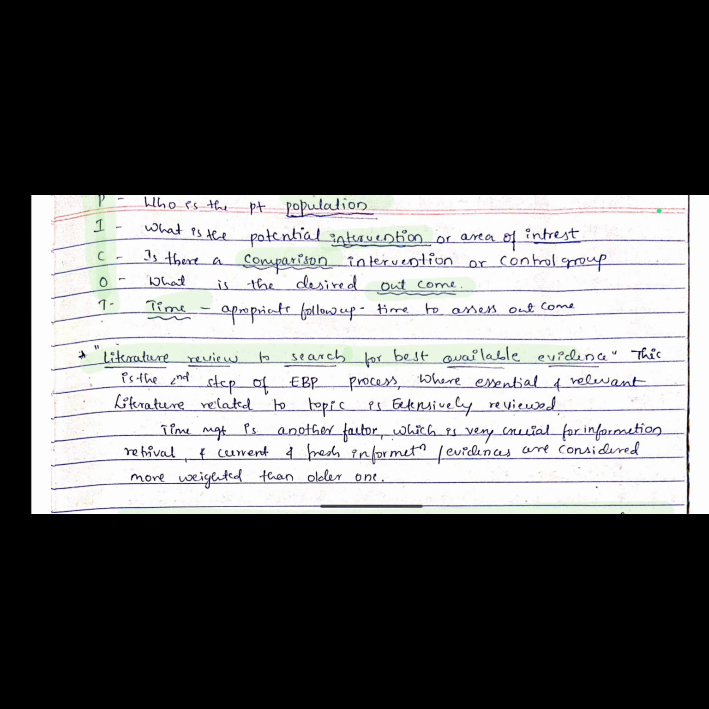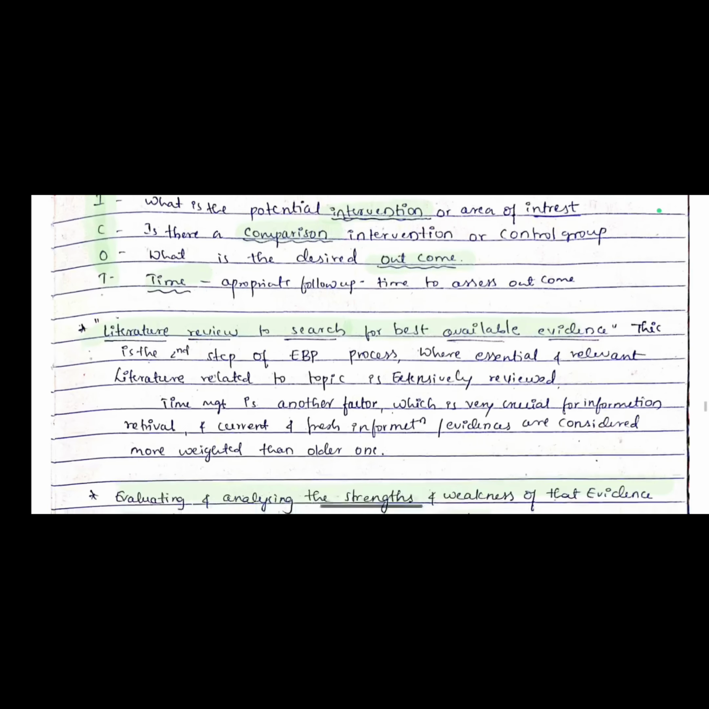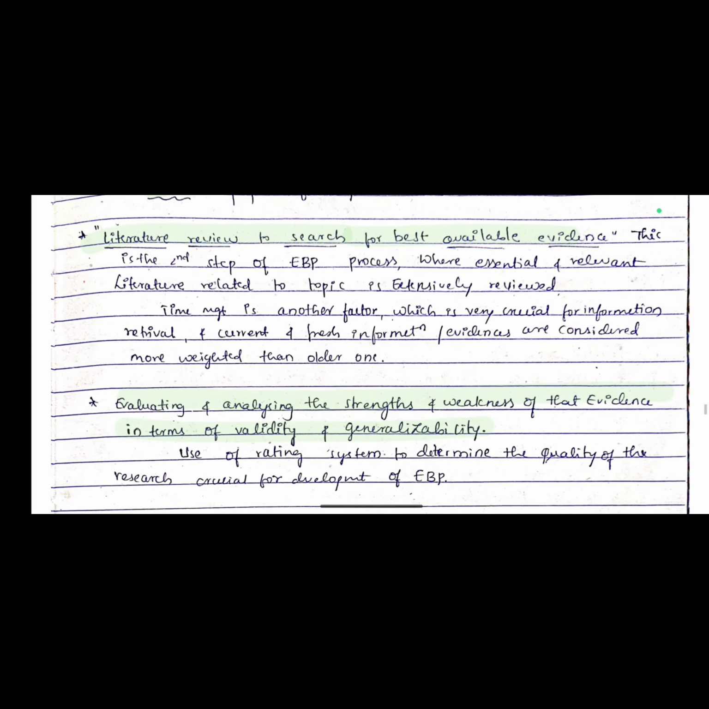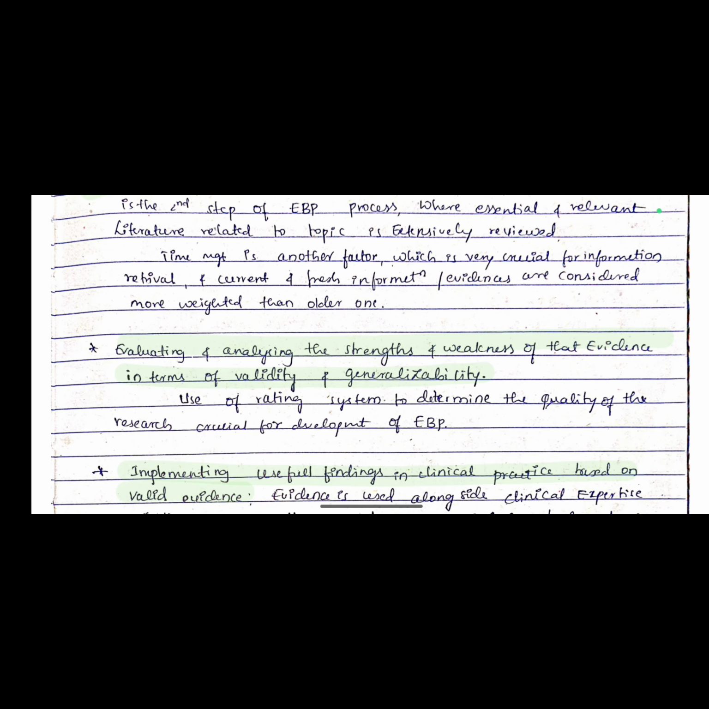The next step is literature review, or to search for the best available evidence. This is the second step of the evidence-based practice process, where essential and relevant literature related to the topic is extensively reviewed. Time is another factor which is very crucial for information retrieval, and current and fresh information or evidences are considered more vital than older ones. Evaluating and analyzing the strengths and weaknesses of evidence in terms of validity and generalizability.